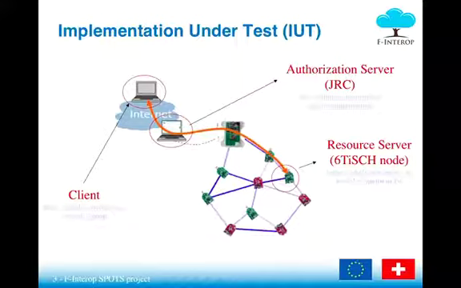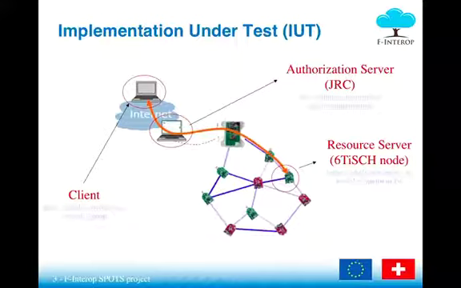The three roles from the previous slide have been implemented in different projects of the OpenWSN environment. OpenWSN is a project founded at UC Berkeley, now led by INRIA, that implements the 6TiSCH protocol stack. We will use this implementation as the implementation under test. The ACE framework has been mapped to a 6TiSCH use case as follows.